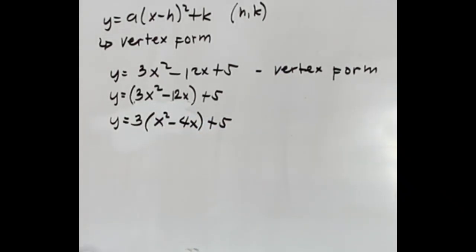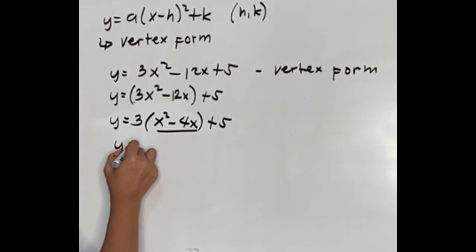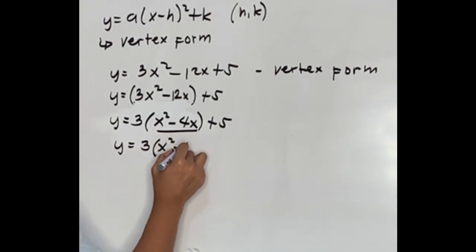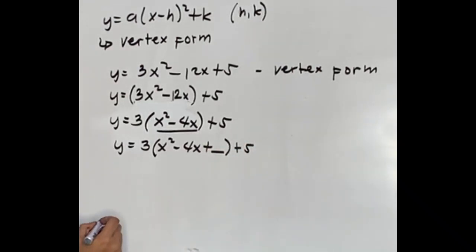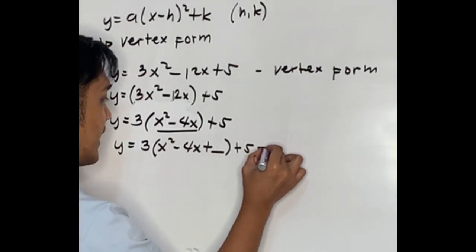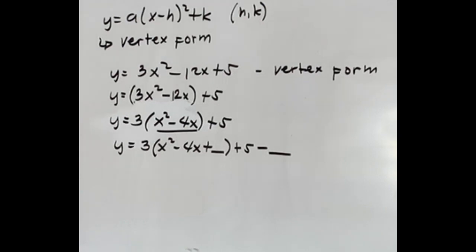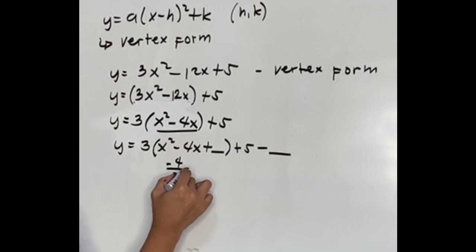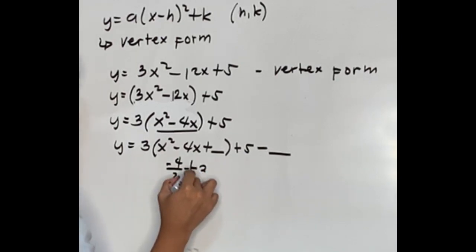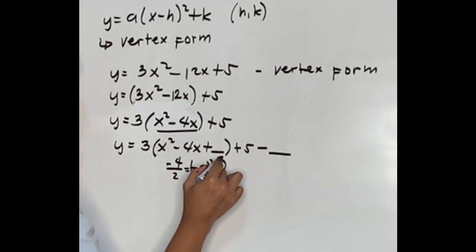After that, we will be completing the square and making this binomial a perfect square trinomial. So y is equal to 3 times x squared minus 4x plus blank plus 5. Since it is not isolated on the other side of the equation, you will be having minus blank. So let us make this one a perfect square trinomial. Dividing negative 4 by 2 is equal to negative 2, and then square it, you will get positive 4.